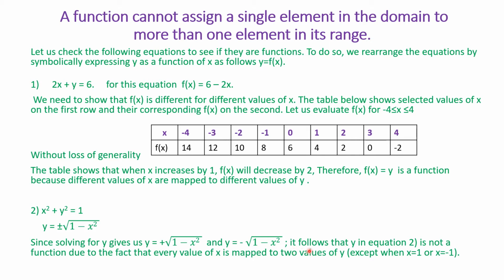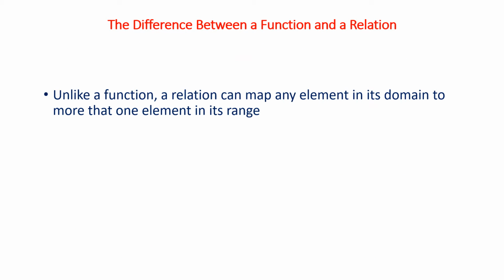It follows that y in equation 2 is not a function due to the fact that every value of x is mapped to two values of y, except for x equal to 1 or x equal to -1. So this is not really a function. Now, the difference between a function and a relation: unlike a function, a relation can map any element in its domain to more than one element in its range.